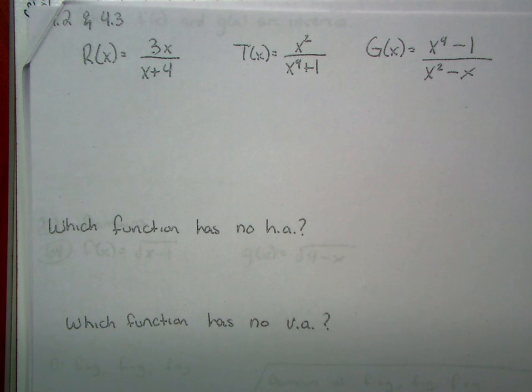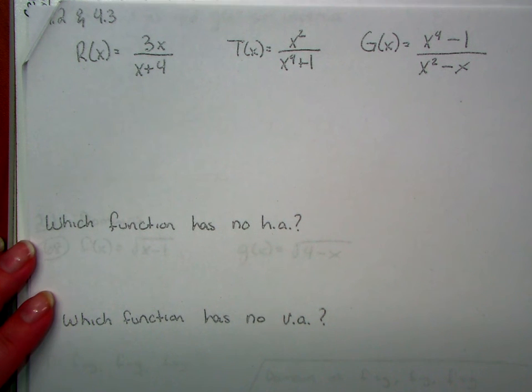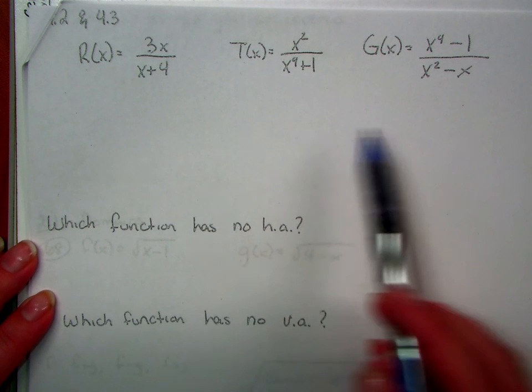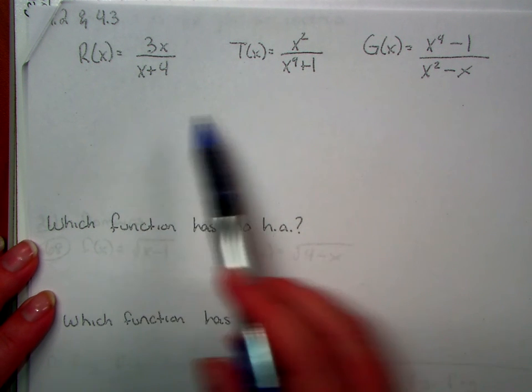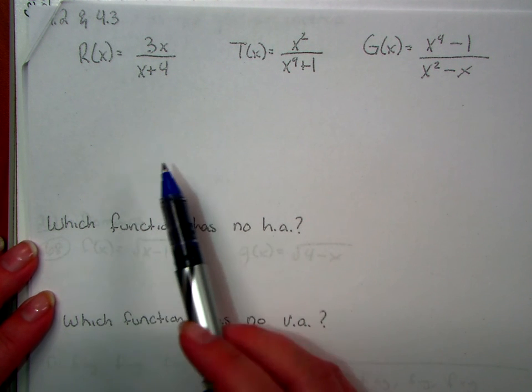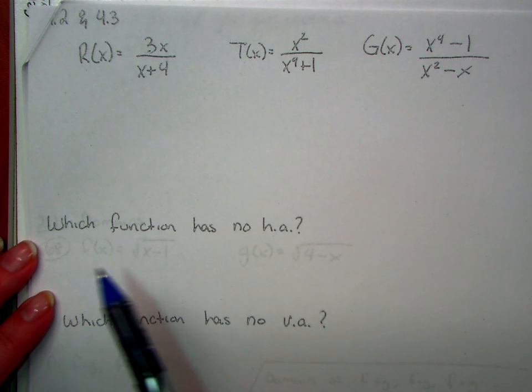All right, the next series of questions is over rational functions. And so when we talked about rational functions, we were interested in 4 things. Okay, we were interested in the vertical asymptotes, the horizontal asymptotes, the x-intercepts, and the y-intercepts. All right, and so the question will be phrased just like this. Okay, you're going to have a set of three functions, and you're going to be asked questions about all 3.